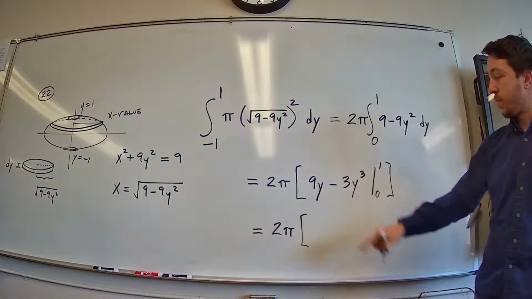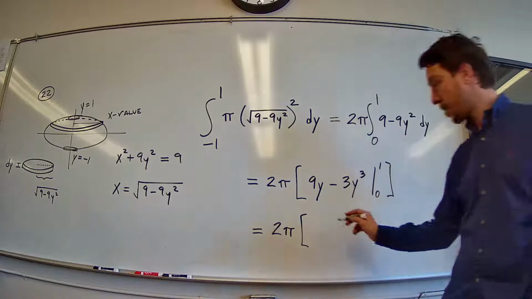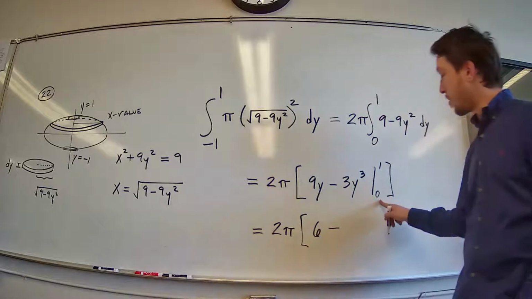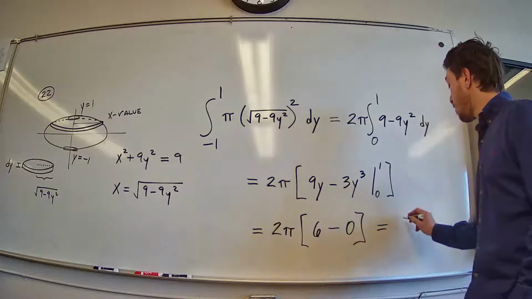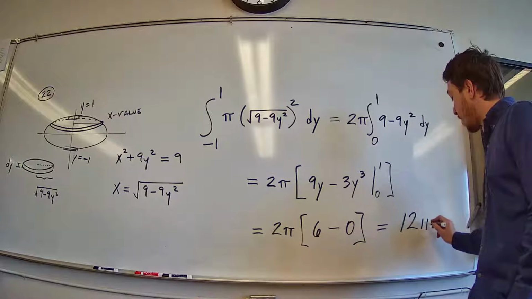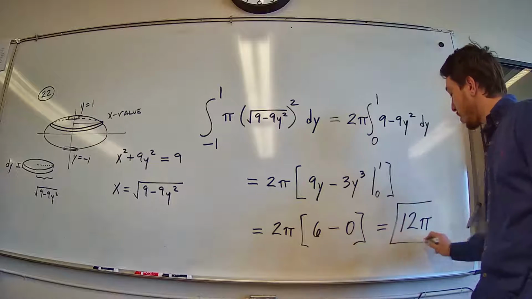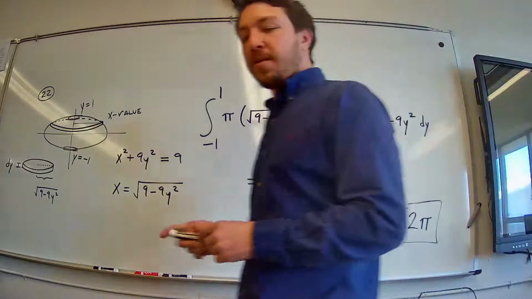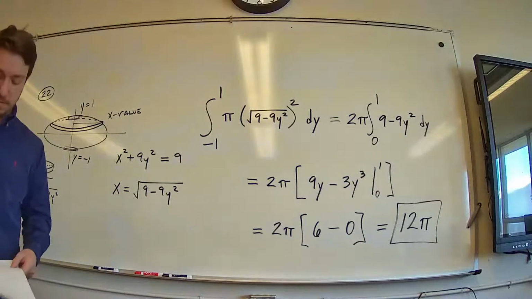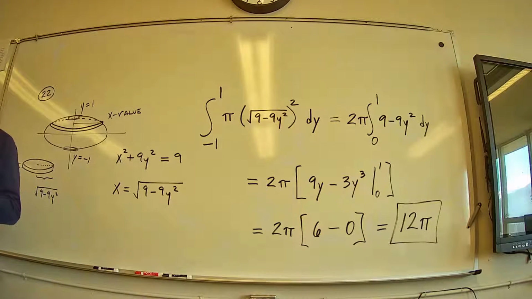Okay, let's plug in 1. What do we get if we plug in 1? 6. Plug in 0. 0. So, very interestingly, you get an integer multiple of pi, which is kind of interesting.